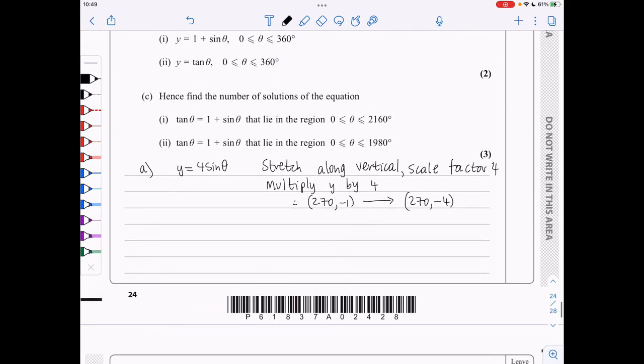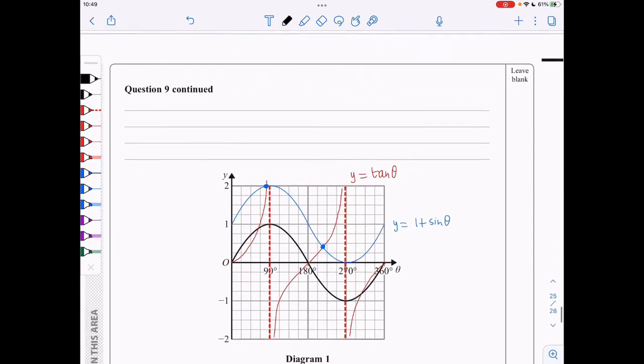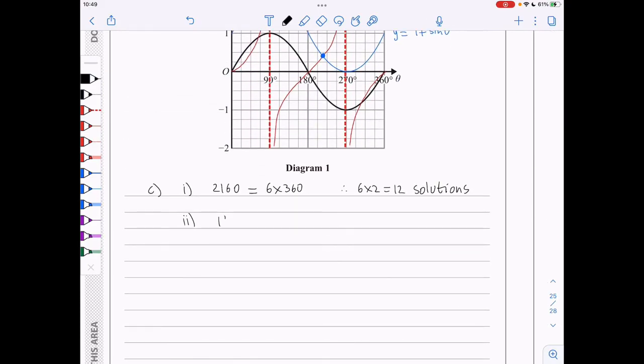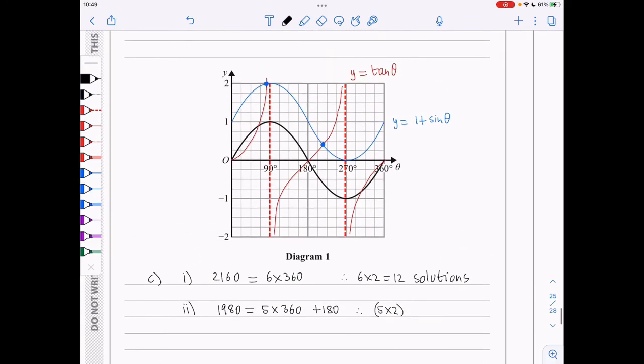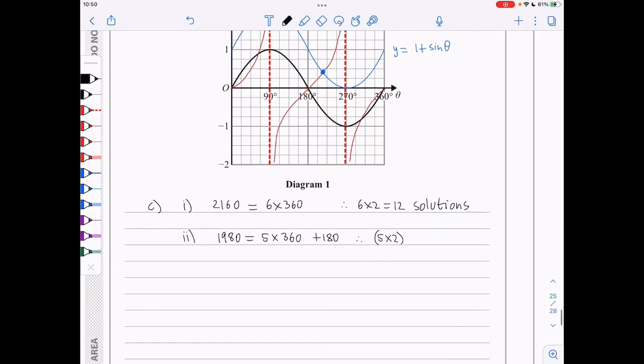In II, we restrict the range from 0 to 1980. So 1980 is 5 complete revolutions of 360 degrees plus 180 degrees. So I will certainly have 5 times 2, and then in the next 180 degrees, we can see that we will have 1 solution, so plus 1. That gives me a total of 11 solutions.